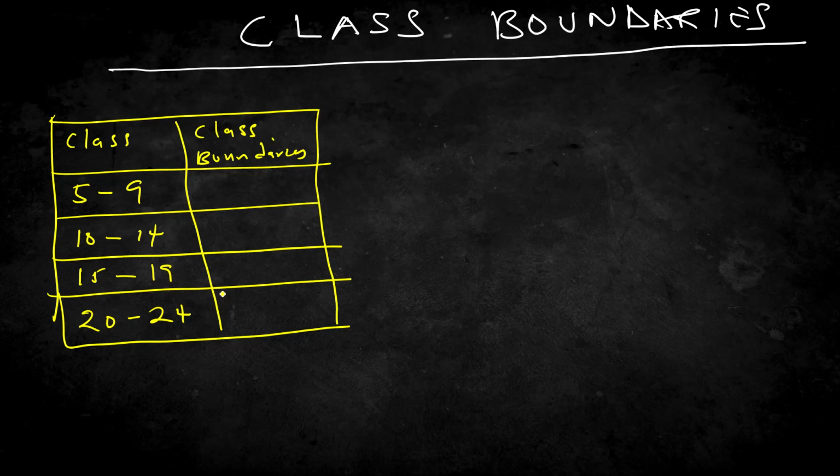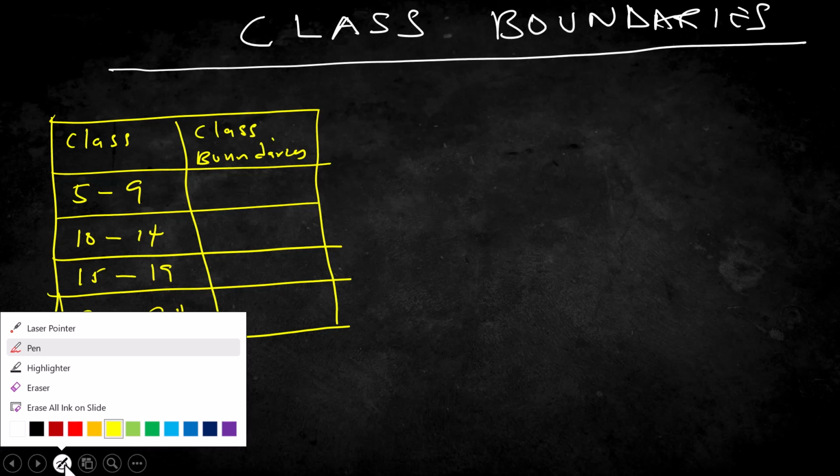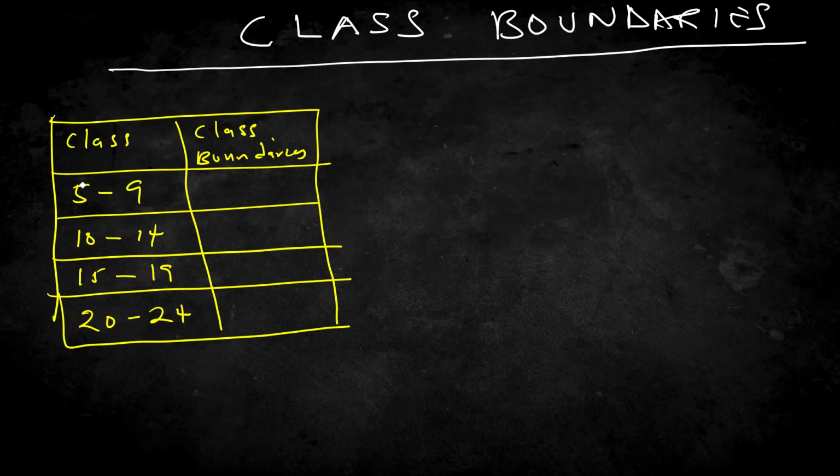Let's talk about the class boundaries. When we're given class intervals like this and asked to find the class boundaries, let's pay attention. We have the lower class limits 5, 10, 15, 20, and the upper class limits 9, 14, 19, 24. To find the class boundaries, first we find the difference between the upper class limit of a particular class interval and the lower class limit of the next class.